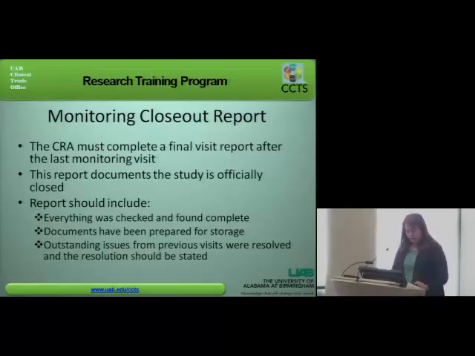Your monitoring closeout report. This is a report that the CRA will complete after her final monitoring visit. This reports the study is officially closed. The report should include that everything was checked and found to be complete, documents have been prepared for storage, outstanding issues from previous visits were resolved, and the resolution date should be stated.